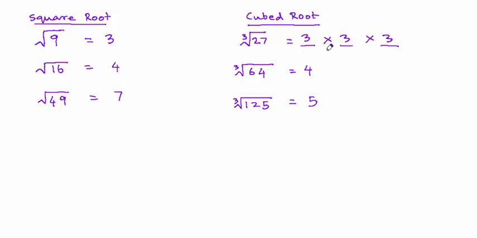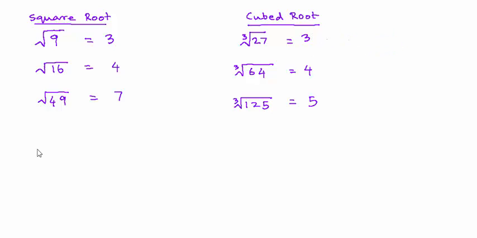I should actually get rid of these two 3's because it doesn't look right when you see cube root of 27 is equal to 3 times 3 times 3. Cube root of 27 is just 3. So I'm just going to get rid of these two. They were just there to explain to you the concept of cube roots.